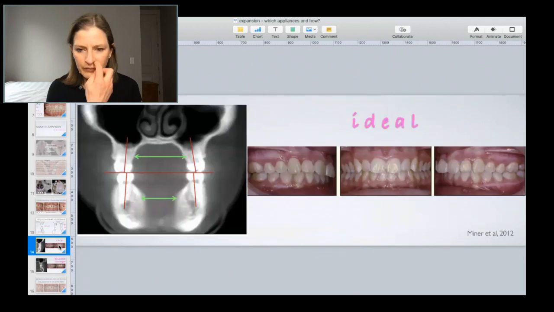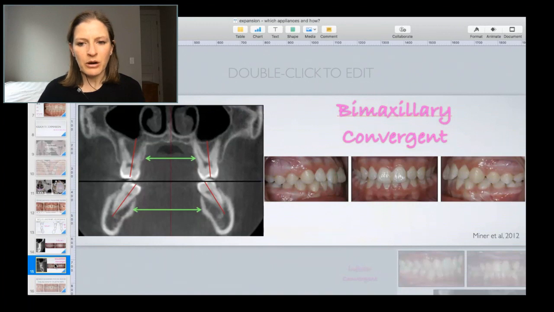But if we look here, this would be our ideal, and we have clinically no crossbite, and in the CBCT we have the teeth centered in the bone, and they're upright here. If we look at this picture here, this is what we would call bimaxillary convergent. So clinically, these are really tricky. We see that there's no crossbite, but let's look at that CBCT, and you get a sense of the extreme lingual inclination of those lower teeth.